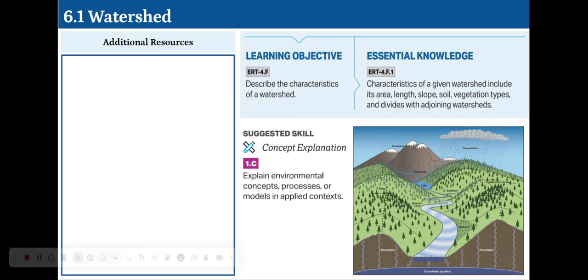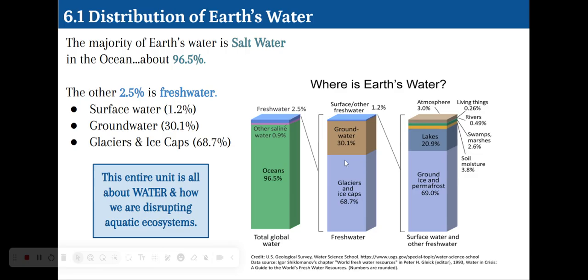In today's video we are covering topic 6.1 on watersheds and then 6.2 which is on different sources of water and how we use those water sources. So before we get into that, we do have to talk about the different types of water here on Earth, where they're found, and what we use them for.